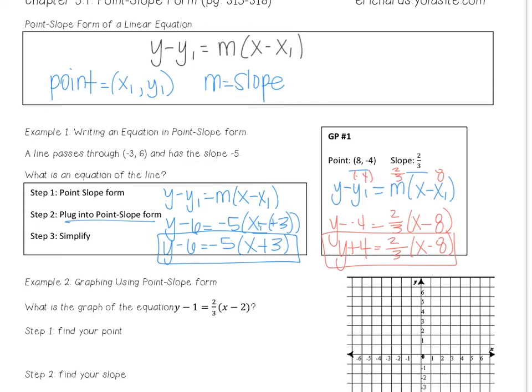Before we take another step, I want you to notice that when my coordinate is negative, it's going to end up being plus in my equation. But when it's positive, it's going to end up being minus. It happened over here too. My coordinate was negative 3, but it was plus 3 in my equation, and it was positive 6, but it was minus 6 in my equation.